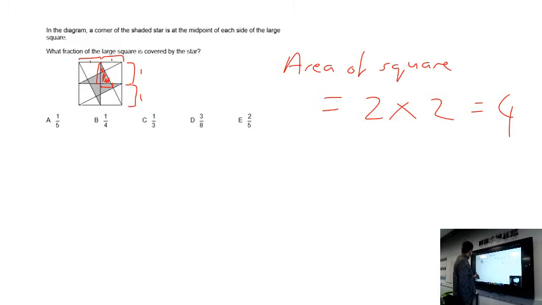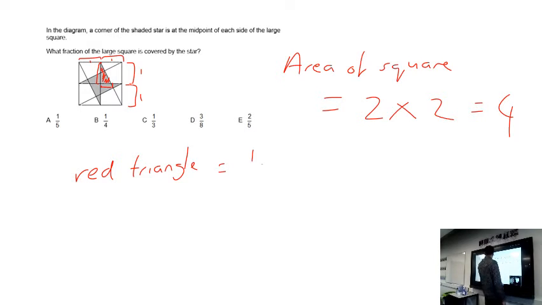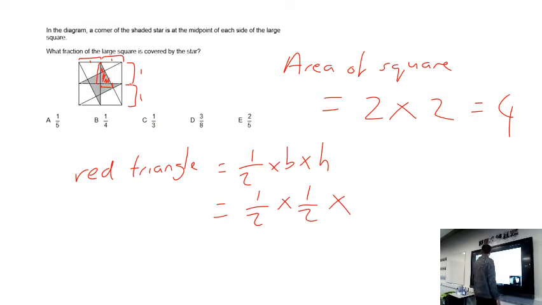So the red triangle is equal to half times base times height. The base is a half, and the height is 1. So half times half is a quarter, times 1 is a quarter.